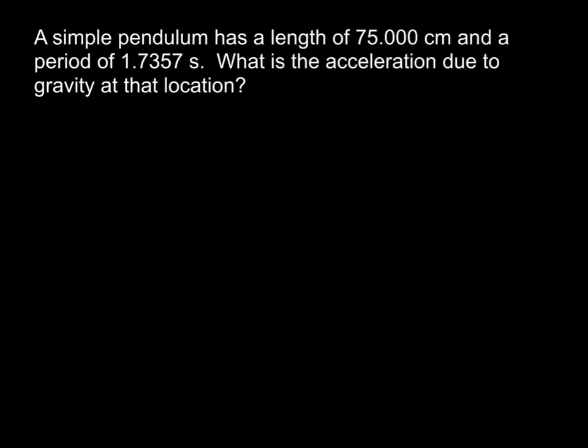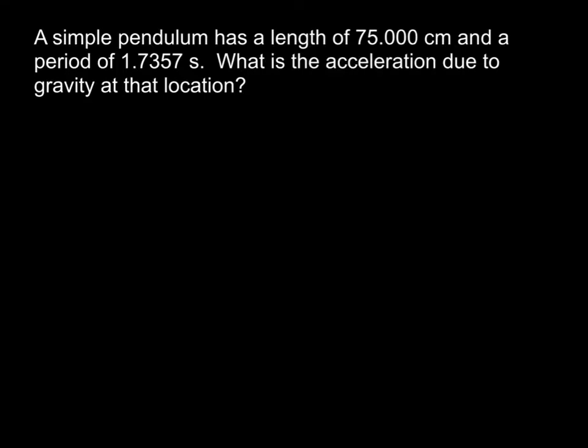So let's do a quick sample problem with the pendulum. We have a pendulum with a length of 75.000 centimeters and a period of 1.7357 seconds, and we want to know the acceleration of gravity at that location. Notice we're very precise on these numbers, with lots of decimal places carried out in our actual measurements. What this tells you is that this is a really good way of determining gravity to a very precise value, and that's something we can use pendulums for.